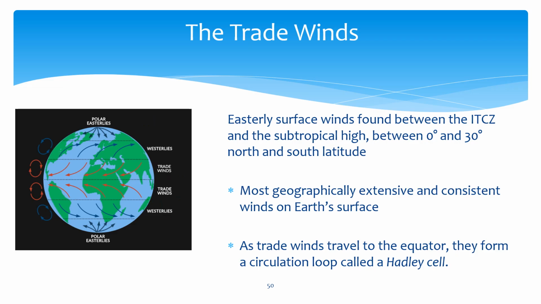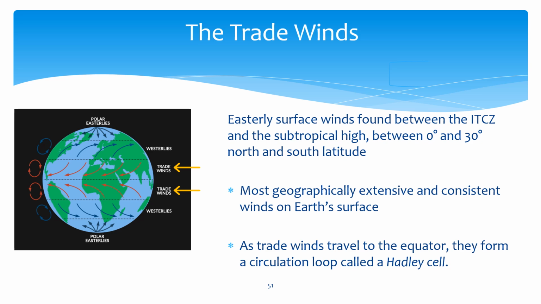First up, we have the trade winds. These are those easterly surface winds found between the ITCZ and the subtropical high, so between 0 degrees latitude and 32 degrees latitude, both north and south. We have northeasterly trades and southeasterly trades. These are the most geographically extensive and consistent winds on the Earth's surface. They cover the largest amount of area of any of the major wind systems, and they're really very consistent. I mean, you can count on the trade winds to do their thing year after year, season after season.